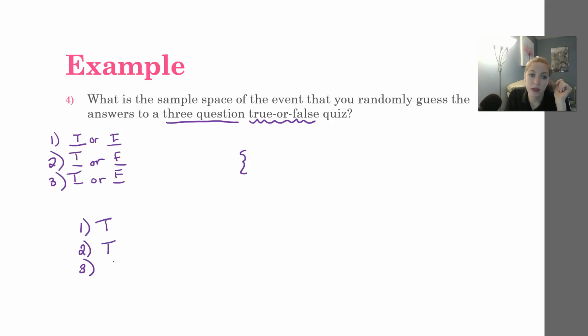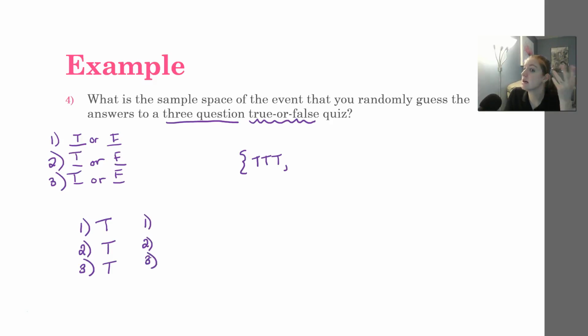How about for number 3? Let's say I guess all trues. Okay, I'm winging it here. That would be one possible outcome. So we would list it true, true, true, because that's one possible outcome. What's another one? Just list them out.